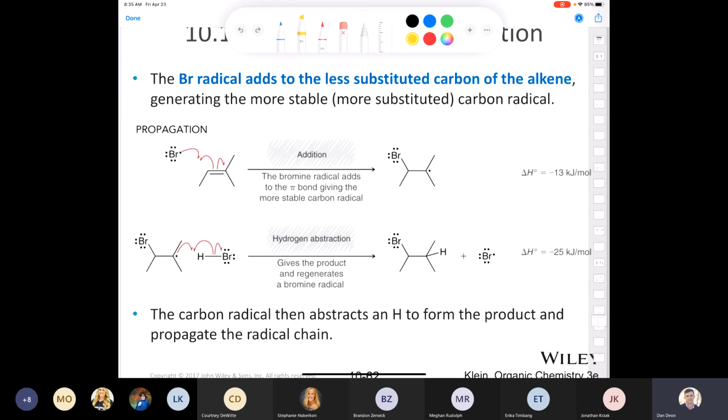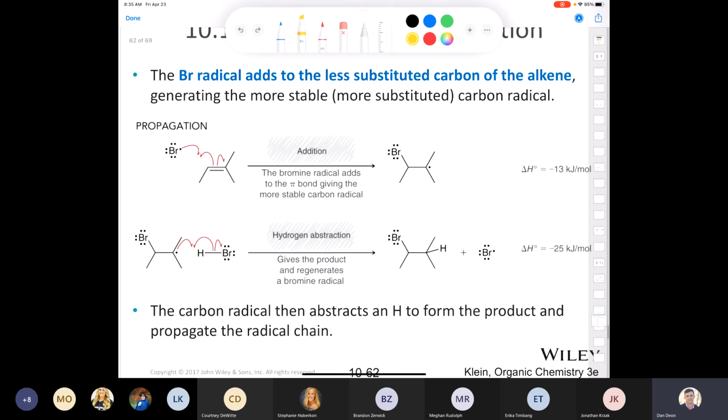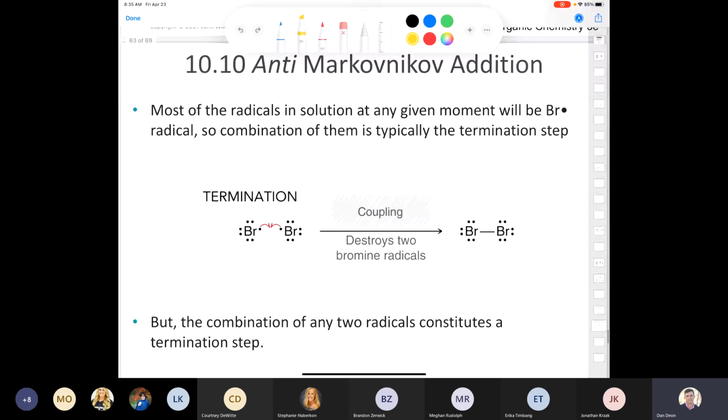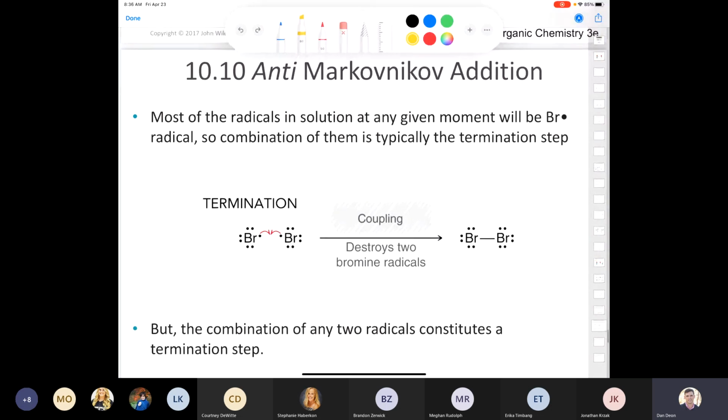The bromine adds to the less substituted carbon. You end up producing the most stable radical. You do the hydrogen abstraction in the next step. So these are just your propagation steps. And then the termination, any two radicals, it doesn't matter what they are here. I just have two bromine radicals coming together. There you go. And again, the termination is usually students' favorite step because any two radicals that you've got in the soup, if they come together, that counts as a good answer.